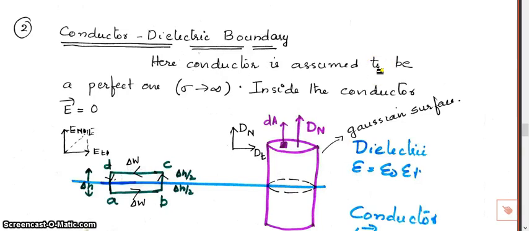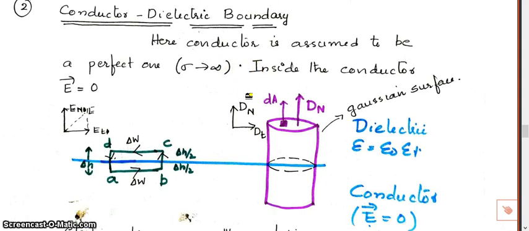So we will continue with the boundary condition. Next we will see the conductor-dielectric boundary. Here we assume the conductor to be a perfect one, that is, conductivity tends to infinity, and we know that inside the conductor the electric field is 0.